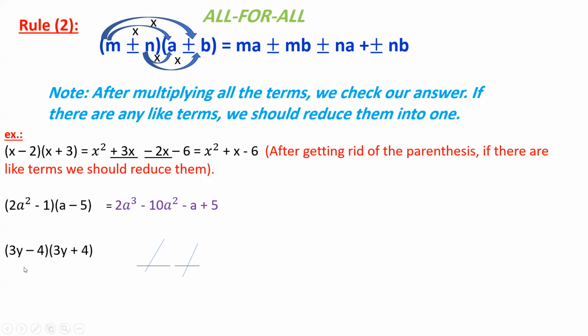Now the last example: 3y minus 4 multiplied by 3y plus 4. Also, we apply the rule all for all. 3y times 3y, positive times positive is positive. 3 times 3 is 9.